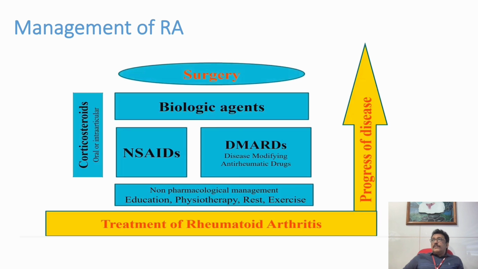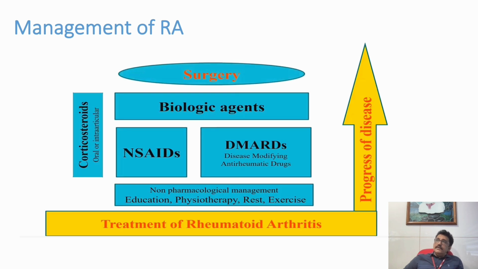Now, when we are treating rheumatoid arthritis, we should know that it's an inflammatory, immune-mediated joint destruction. If we don't act fast, the joint may be completely destroyed. Once it is destroyed, it will be very difficult to get back the function of the joint.